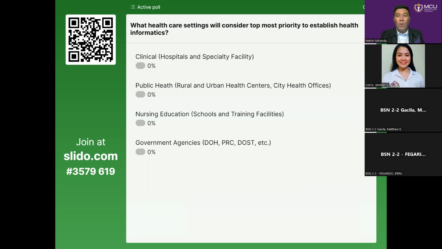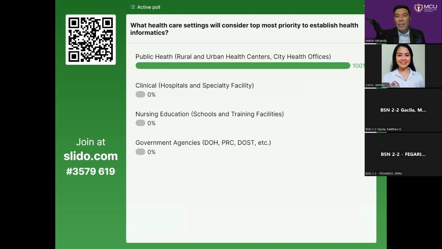Each one of you can only choose one so that it can facilitate and maximize your participation. So okay, let us start with your responses. Again, what healthcare setting will you consider topmost priority to establish health informatics? Eventually, all of these healthcare settings or agencies really consider the significance and importance of establishing health informatics. But let us explore what are those areas which will need a priority.